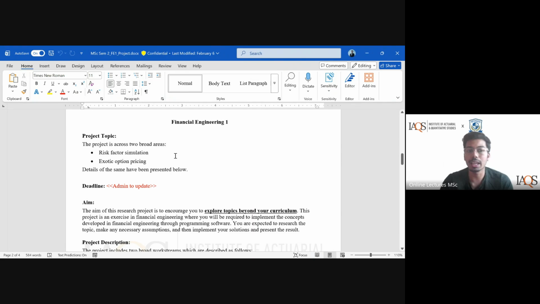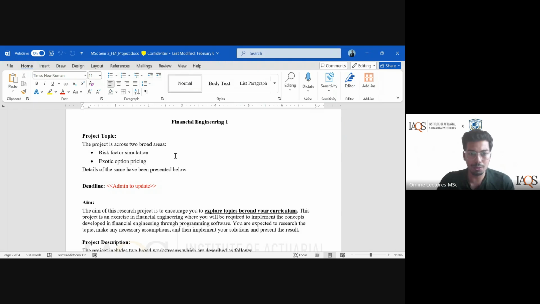Now, if I get into the project specifications, there are two parts to the projects. The first part is something called risk factor simulation, and the second part is an option pricing technique. So in the first part, what you essentially have to do is predict risk factors. When I say risk factors, I'm essentially saying FX rates, interest rates, commodity prices, equity prices. They're nothing but parameters or asset classes that are happening in the market.